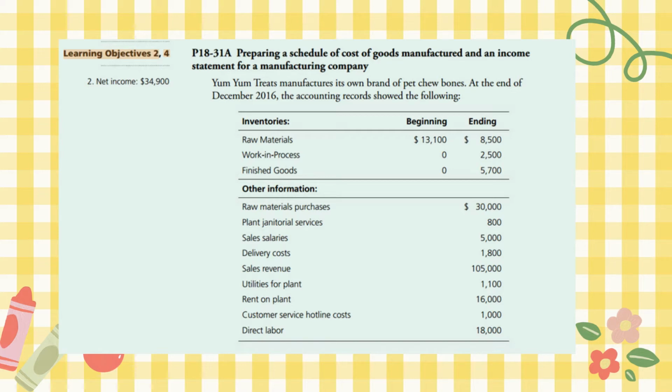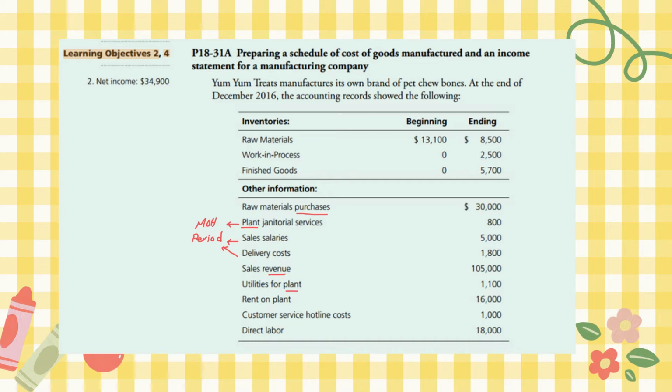Raw material purchases, I'm gonna use it to find direct materials used. Plant janitorial services, again plant, it's related to the factory, so it's gonna be a product cost and it is under manufacturing overhead. Janitorial means cleaning services. Sales salaries, it's not related to the factory, so it's period costs. Same thing for the delivery, it's gonna be period cost. Sales revenue, it's a revenue, I'm gonna use that in the income statement.